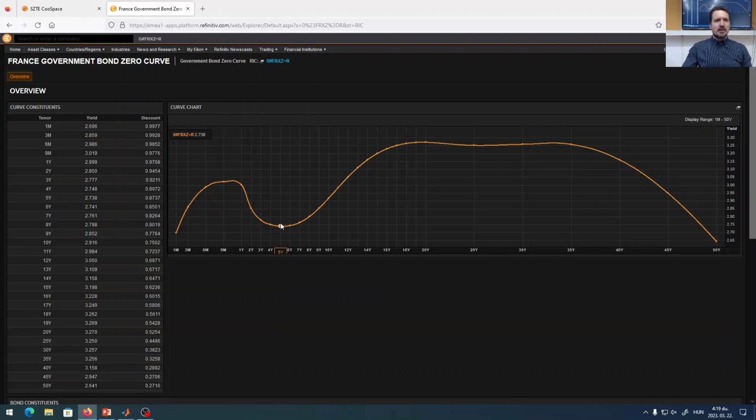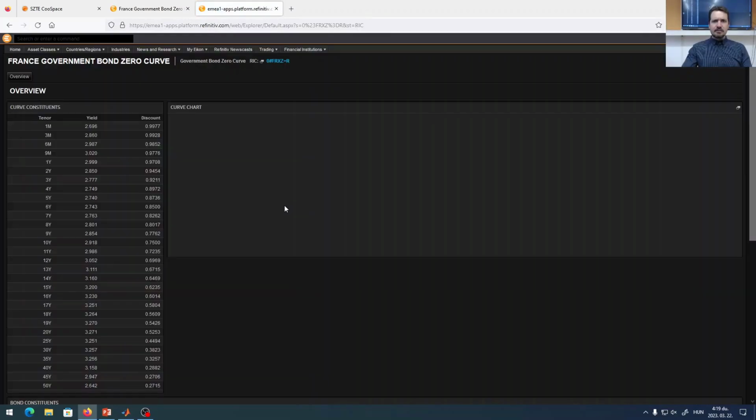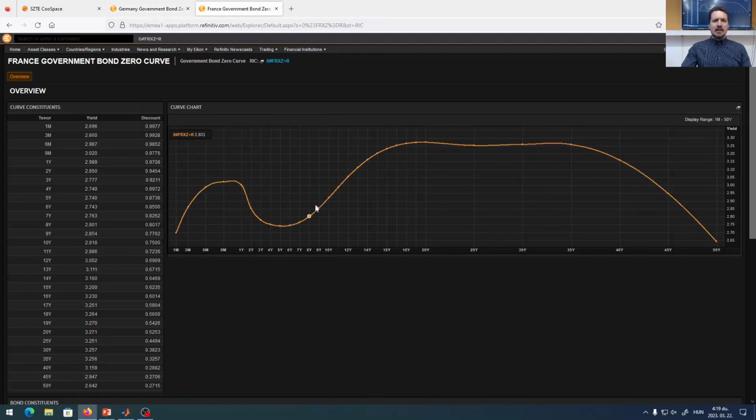So if we are, can I double this? Yeah. So here we can see that the bumpy thing is here as well. Just if we are focusing on 1 year maturity, then we can see it's 2.8%. In the case of France, it's 3%. So we can see that 0.2% is the sovereign spread in this case. And the sovereign spread is also changing in time. So it depends on the risk sensitivity or market sentiment about risk.